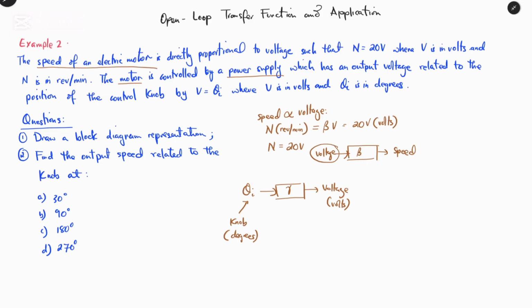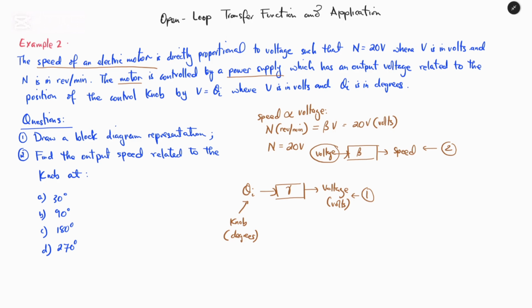The question now is, first, we have to draw a block diagram representation of the statement, and secondly, we will find the output speed related to the knob. Since we have derived two sets of equations, this is 1 and this is 2. These control the speed of the entire system, which is basically to control the speed of an electrical motor. Now we will look at drawing the block diagram representation.